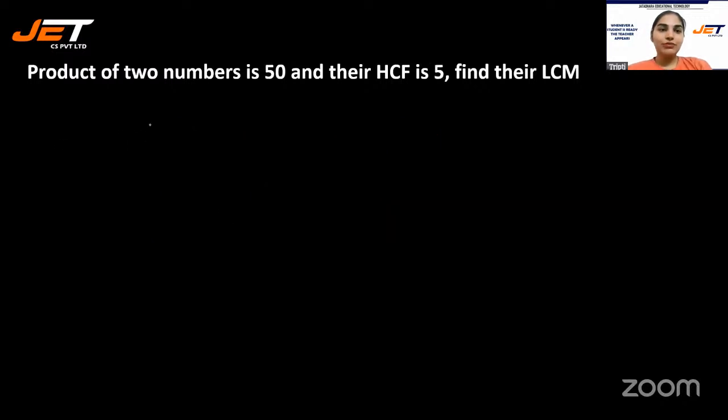Product of two numbers means LCM times HCF is given to you as 50. HCF is 5. LCM we need to find out. I want you to do this.